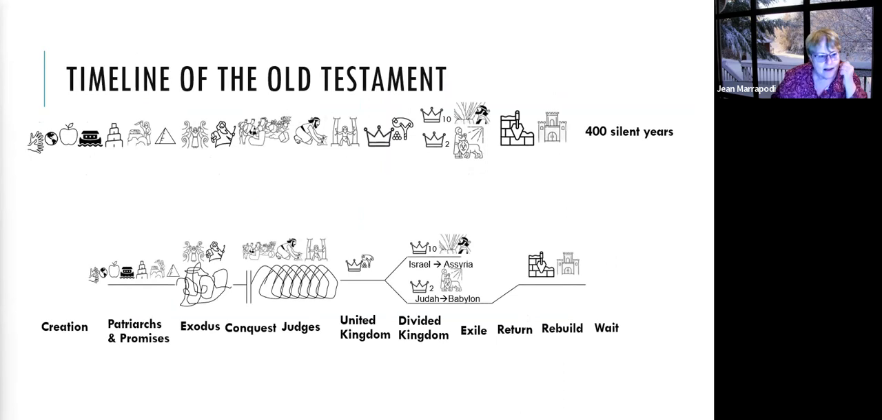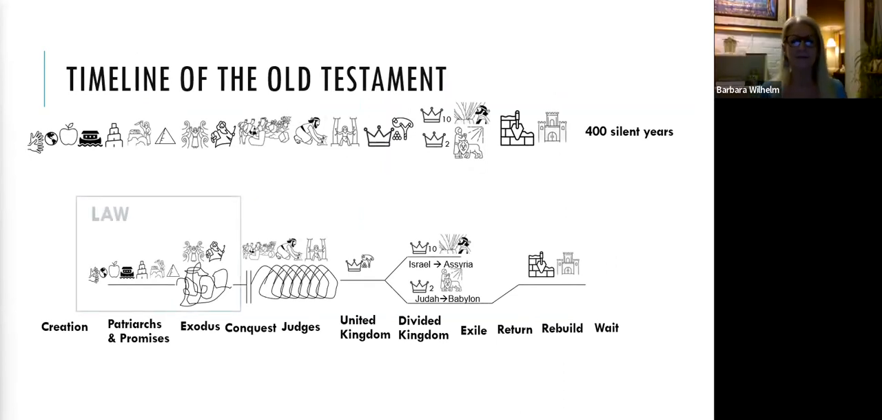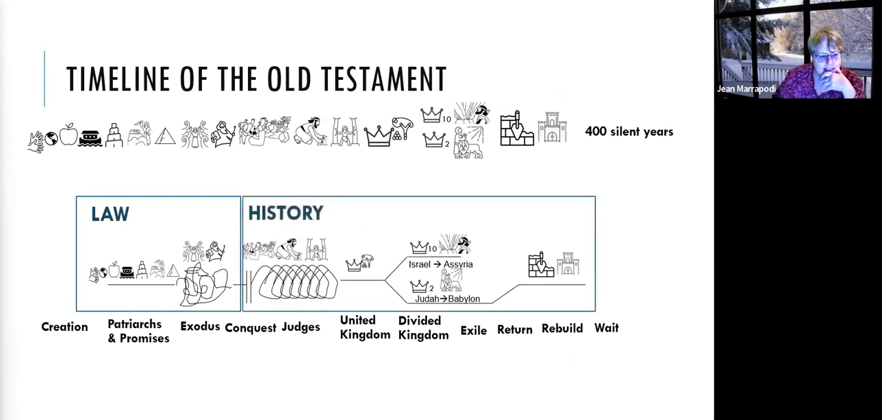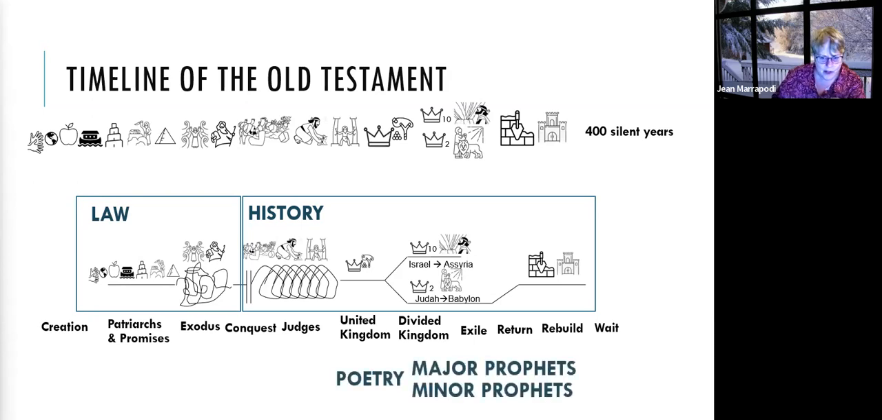So this is the timeline that we learned and we looked at in the beginning. And so the law, Genesis, Exodus, Leviticus, Numbers, Deuteronomy, covers that beginning piece of scripture. Then we have history, starting with Joshua and the walls falling down, the cycles of the judges, the United Kingdom, the divided kingdom, coming back to return, to rebuild, and then wait. So that's where the things fit. And our poetry, major prophets, minor prophets fit in here.